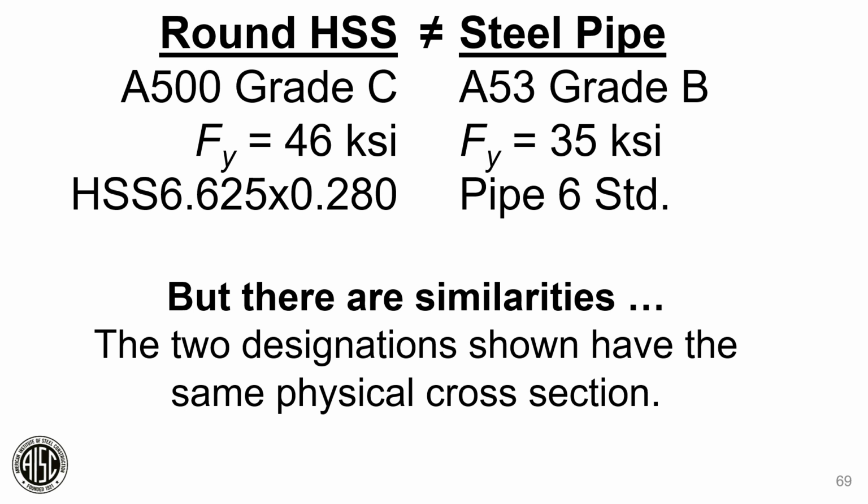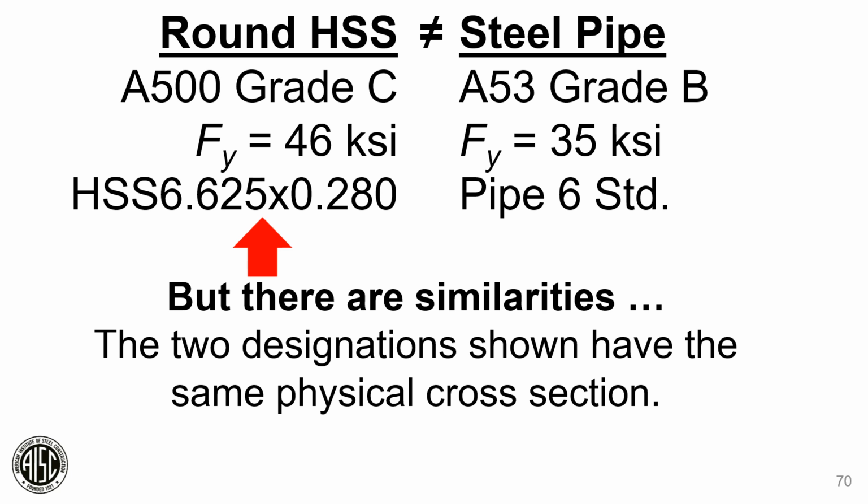For example, when you're looking at steel pipe and you're specifying a 6-inch standard steel pipe, you're actually getting a steel pipe with an OD of 6.625 and a wall thickness of 0.280. So when you are specifying a round HSS, it's most common to specify a dimension like you see on the left, HSS 6.625 by 0.280, because those are the most common sizes that match the pipe standards and are most commonly produced.